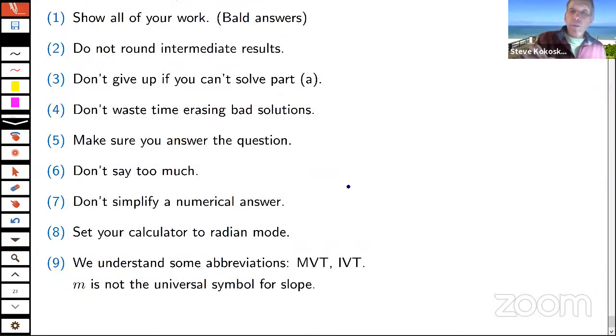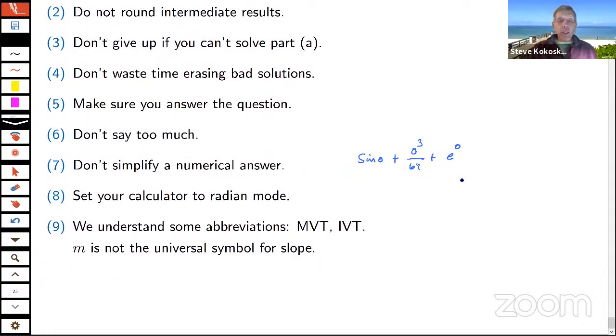Don't simplify a numerical answer, even if it's something like this: sine of 0 plus 0 cubed over 64 plus e to the 0. No need to simplify that. It is a final numerical answer. Set your calculator to radian mode. We still get students making that mistake.